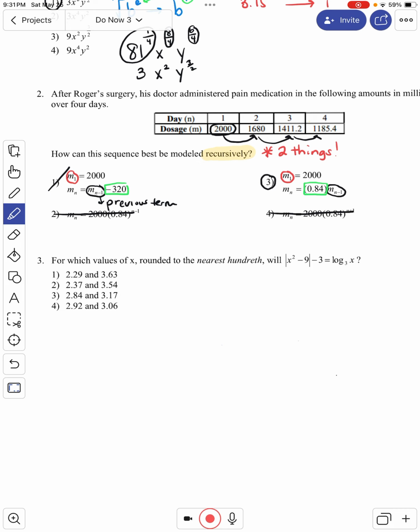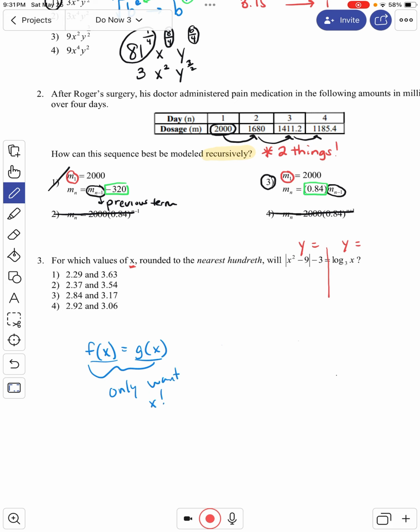All right, and our last problem here, for which values of x rounded to the nearest hundredth will, and I have a little equation here. Now, because there's an equal sign, and I just want to find the values of x, I can actually go ahead and plug each side into my y equals. And actually, a lot of times for Algebra 2, that's exactly what they want us to do. So if you ever see something that looks like this, where they set the two equal to each other, they only want the x. So I'm going to go ahead and graph these to see what's going on.